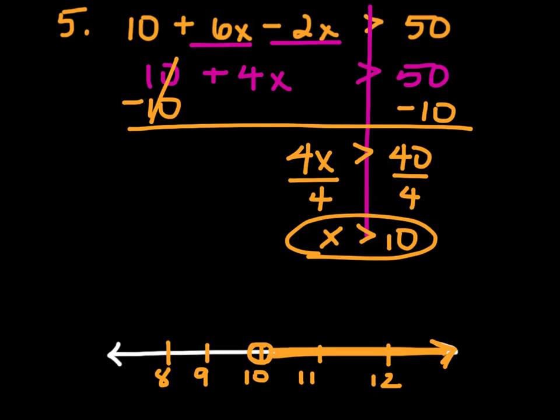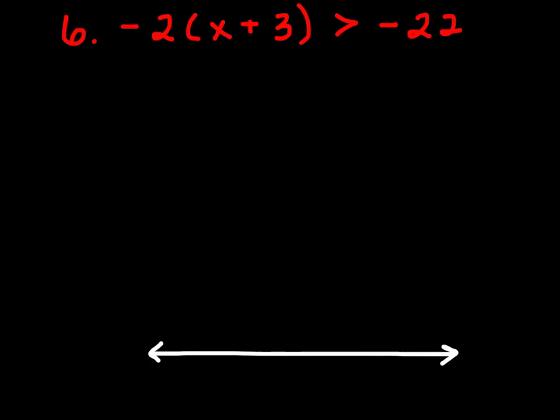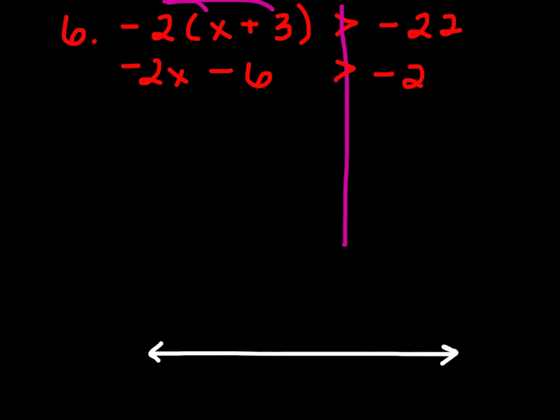Okay, so on number 6, we have to use distributive property first. So before I do anything, I'm actually going to distribute that negative 2 to each part of the parenthesis. So we have negative 2 times x is going to give me negative 2x. Negative 2 times a positive 3 is negative 6, and is still greater than negative 22.